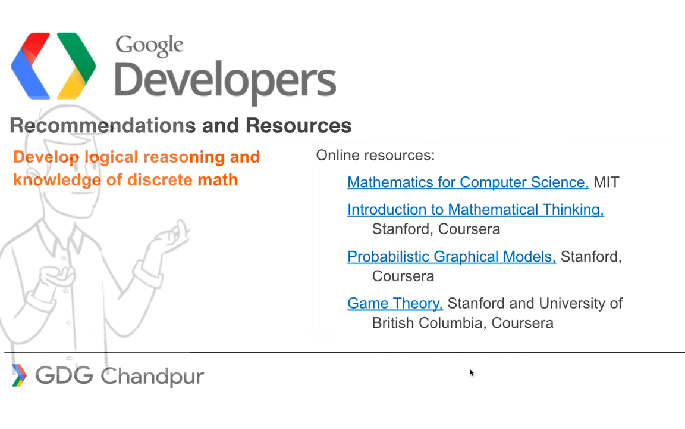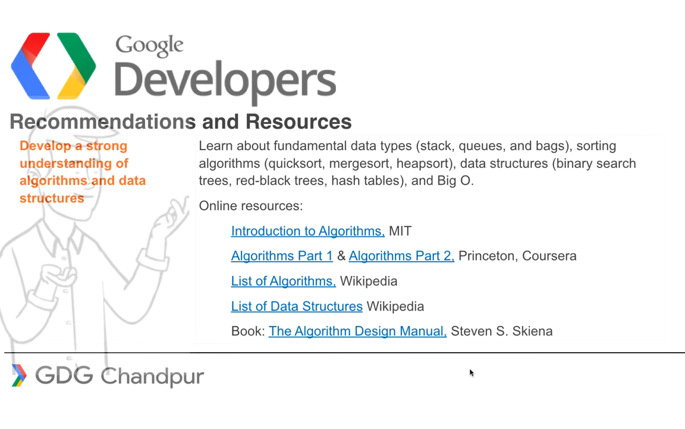Online resources. Mathematics for Computer Science, MIT. Introduction to Mathematical Thinking, Stanford, Coursera. Probabilistic Graphical Models, Stanford, Coursera. Game Theory, Stanford and University of British Columbia, Coursera. Develop a strong understanding of algorithms and data structures. Learn about fundamental data types, stacks, queues, and bags, sorting algorithms, quicksort, merge sort, heap sort, data structures, binary search trees, red-black trees, hash tables, and Big O.